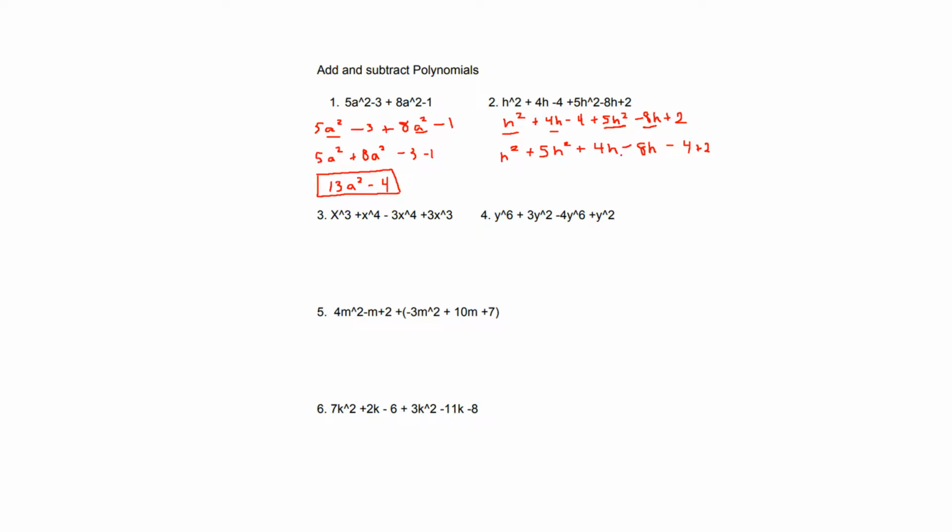So from here, we can combine the like terms. So combine the h squareds. So h squared plus 5h squared is 6h squared. And then you can combine the h. So 4h minus 8h is minus 4h. And then we have a -4 plus 2. So it becomes -2. That's your answer for number 2.